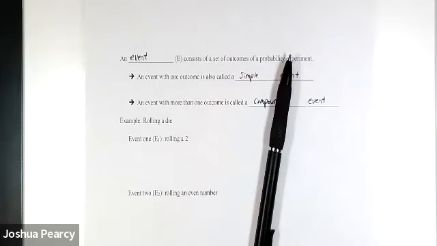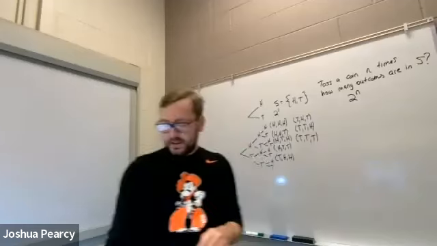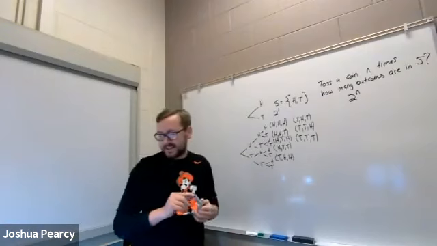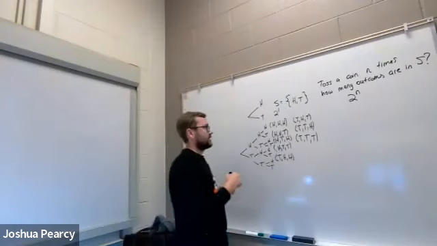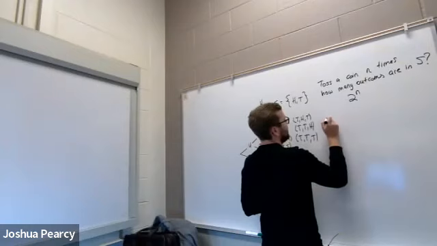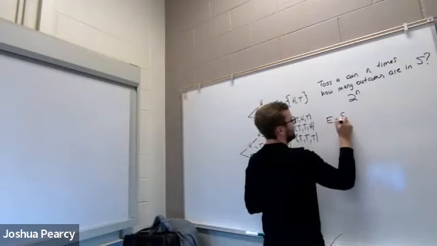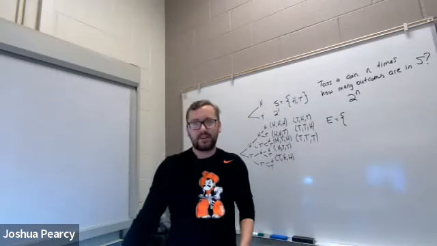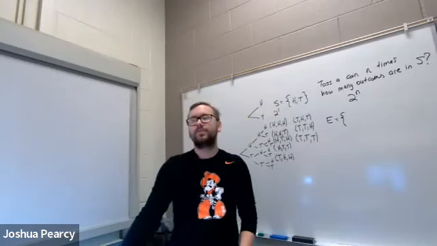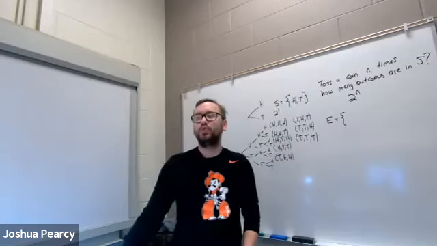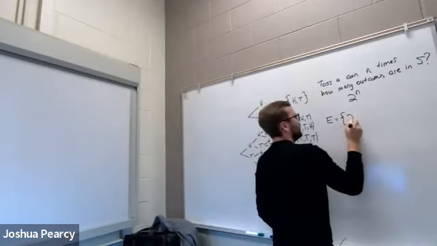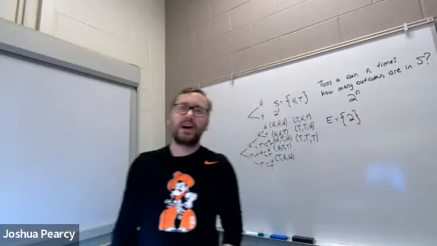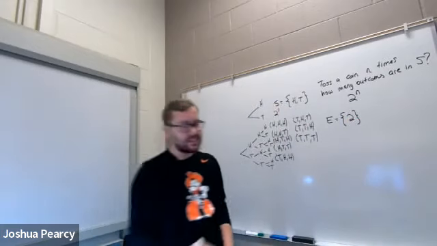So then looking at that example where it says rolling a die, event 1 is rolling a 2. So let's let E be this. And if we roll a 2, what's the only outcome in our event E? The number 2. So that would make a simple event. And since there's only one outcome in it, then what is it? Simple.